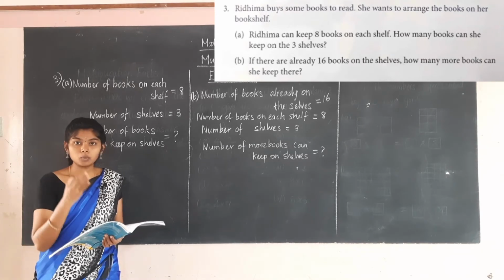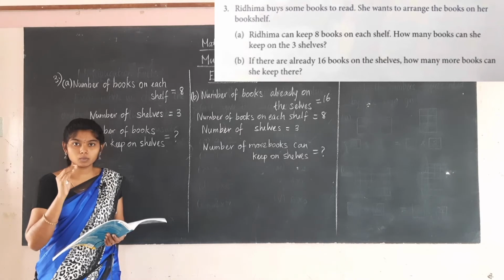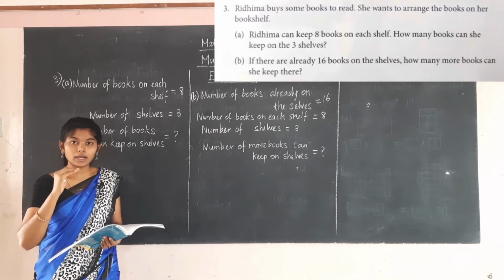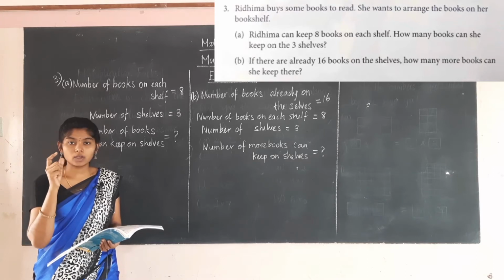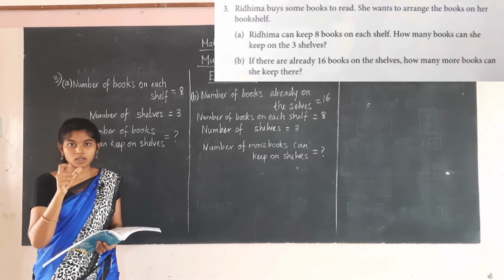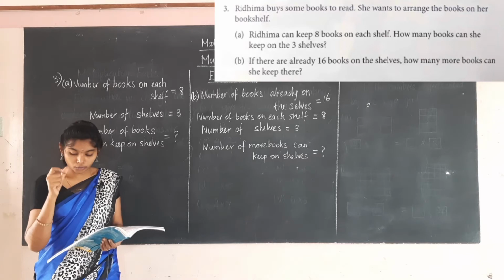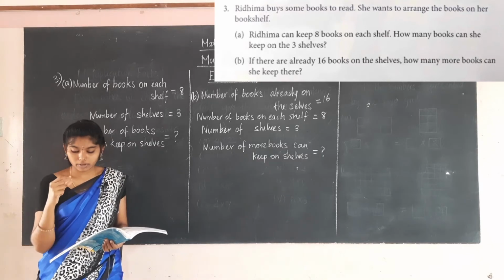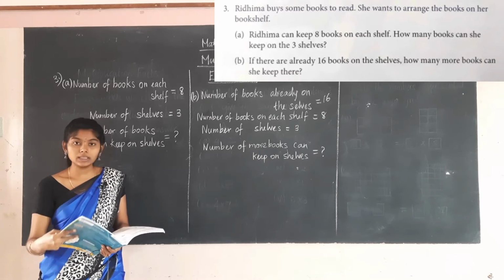So there are 8 books in each shelf. She needs to arrange the books. There are 3 shelves and she needs to arrange 8 in each of the shelves. So in each shelf she will keep 8 books. There are 3 shelves, so we are going to find the total number of books that she can keep on those 3 shelves. So that is the question: how many books can she keep on the 3 shelves?